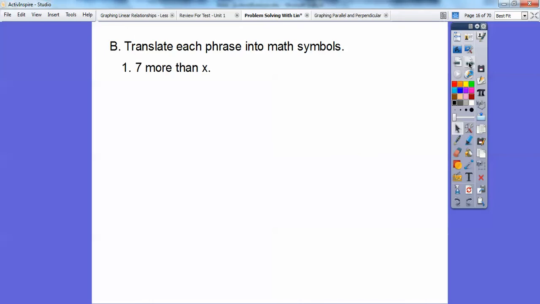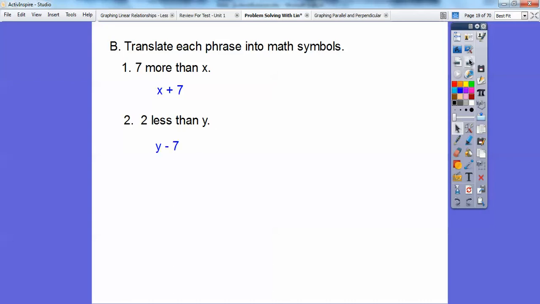So let's translate each phrase into math symbols. Here's the first one, 7 more than x. Okay, more than is an addition problem, you guys. So that would be x plus 7, okay? And typically, you guys, when they say this, the 7 usually comes second, especially if you see something like this, you guys, 2 less than y. Okay, it's not 2 minus y, it is y minus 2.